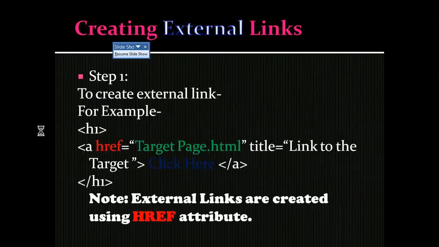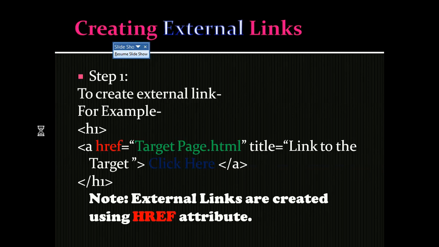Now how can we create an external link? You see, while creating an internal link there were two steps: create an anchor, and then the second step was to create an anchor link pointing to the anchor. While creating external links we don't have to follow those steps. We can directly use the href attribute. The id attribute is not used while creating external links. The href attribute is used.